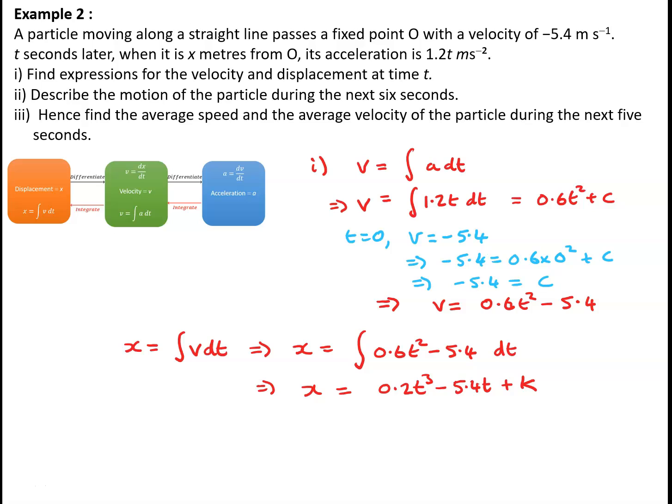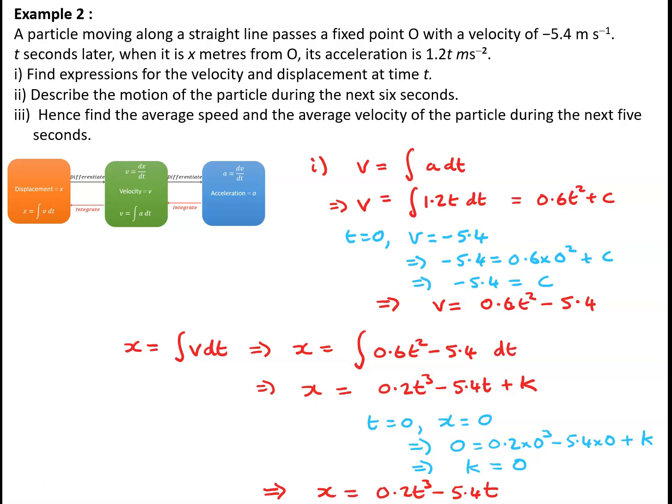We know that when t equals 0, the particle is at O. So we can say when t equals 0, x equals 0. That gives me 0 equals 0.2 times 0 cubed minus 5.4 times 0 plus k. In other words, k must equal 0. So the expression for the displacement is x equals 0.2 t cubed minus 5.4 t plus nothing, and of course we can omit the plus nothing.